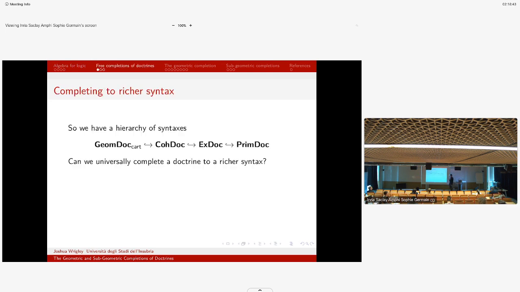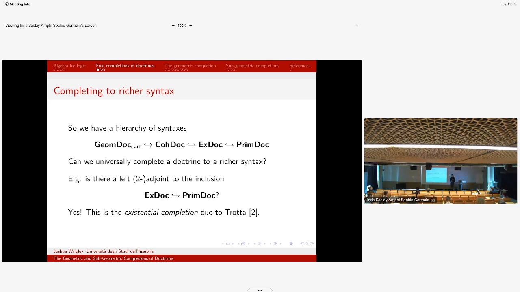And so when we have all of these subcategories, we notice that we have a hierarchy of syntaxes going on. We've got these inclusion functors, and this is where completions of doctrines come in. When we say we have a completion of doctrines, what we're really doing is building some left adjoint to these inclusions. And this will be the universal completion of that doctrine from one to another. So, for example, we might ask ourselves what the left adjoint to this inclusion of existential doctrines into primary doctrines is. And I've mentioned it already.